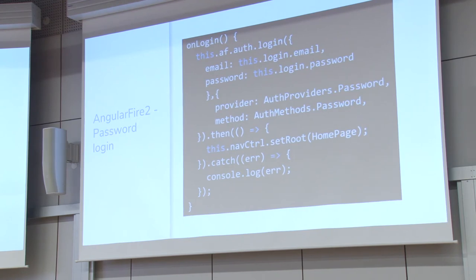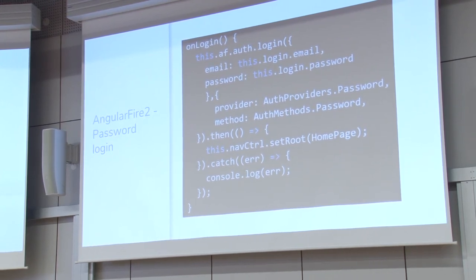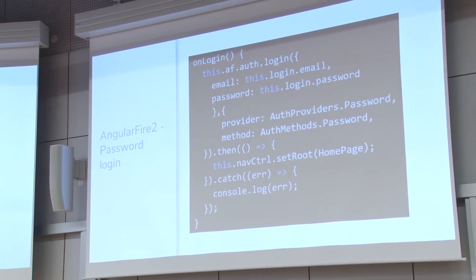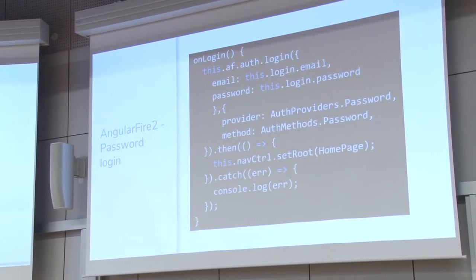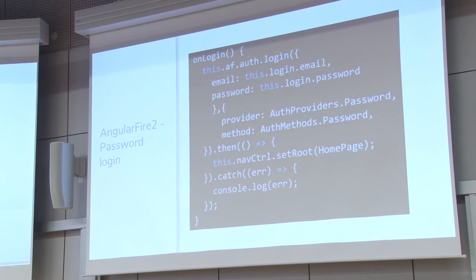Okay, let's take a look at how to use AngularFire 2 library for password login. So imagine we have a form with some email and password. We need to input these two things. And we have this onLogin method, which is called. Here we are referencing this AngularFire library, and we are calling the login method on the auth. And here we are just passing the email and password from the login form. And in the second parameter, you can see that we are specifying the provider and method of authentication.